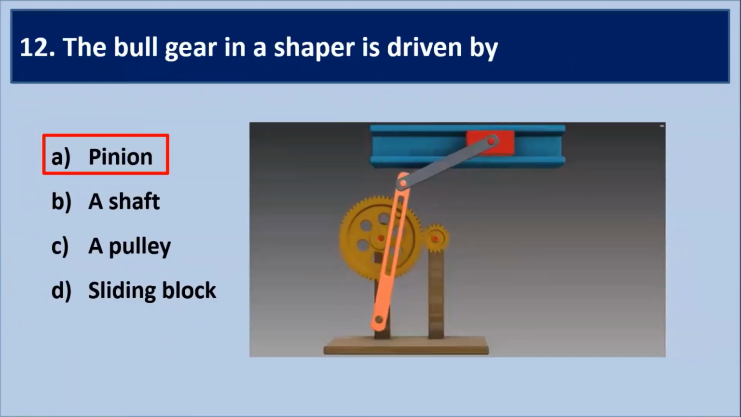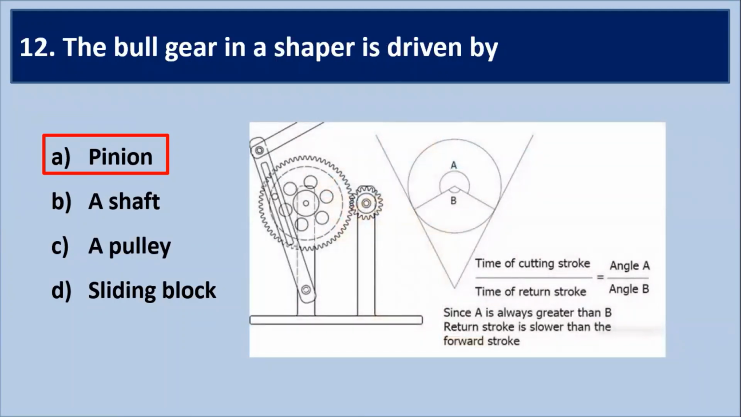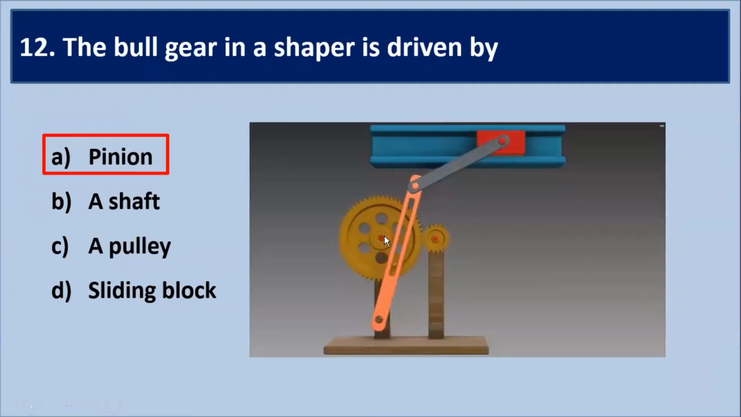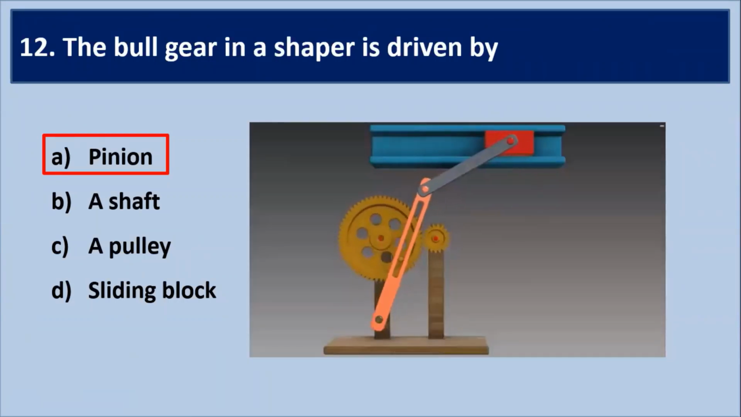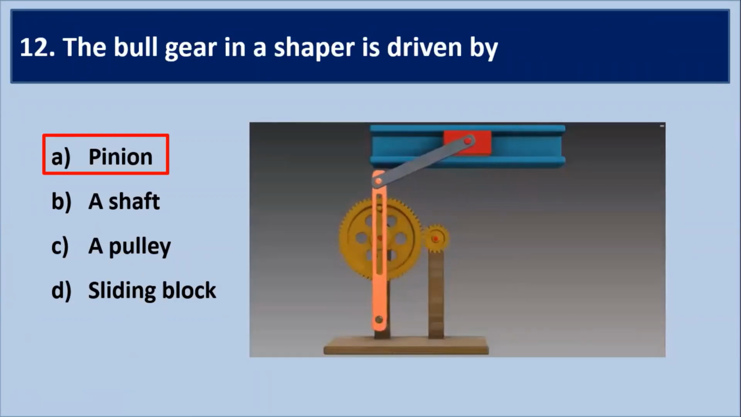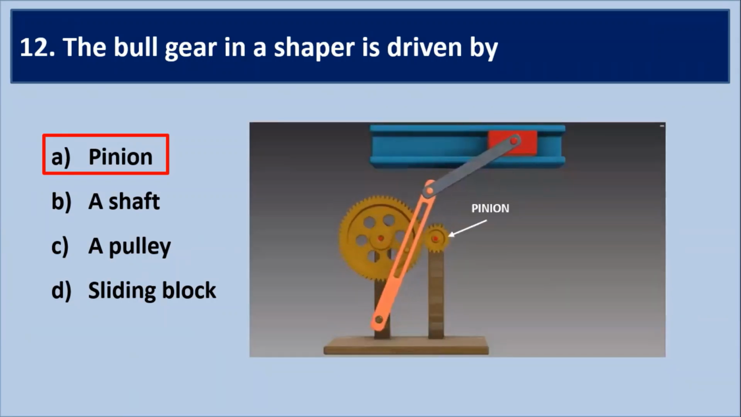Next one, the bull gear in a shaper is driven by. If you see this video, this is a pinion and this is a bull gear. When the pinion gear rotates, the bull gear will rotate. So ultimately, the bull gear in a shaper is driven by the pinion. So that's why our answer is A, pinion.